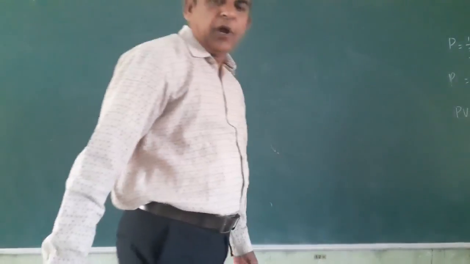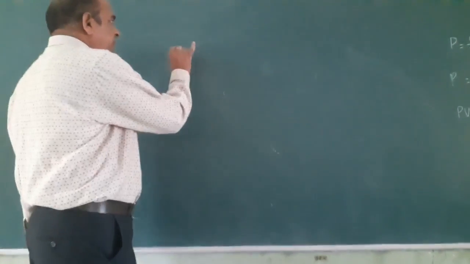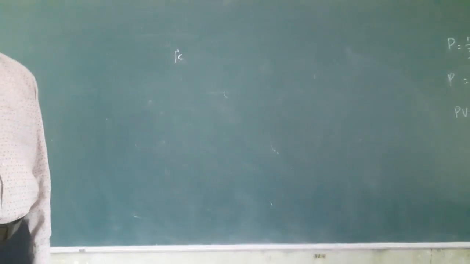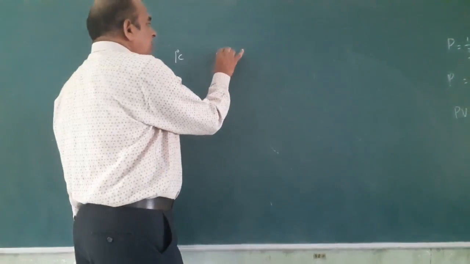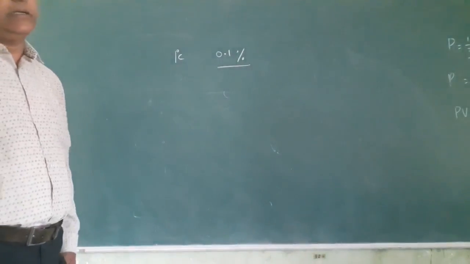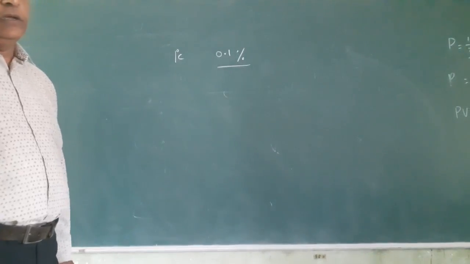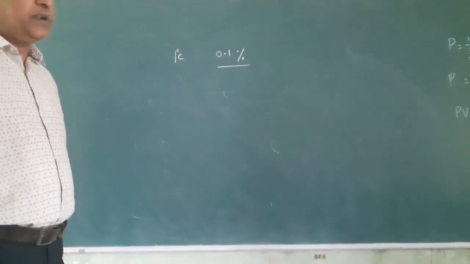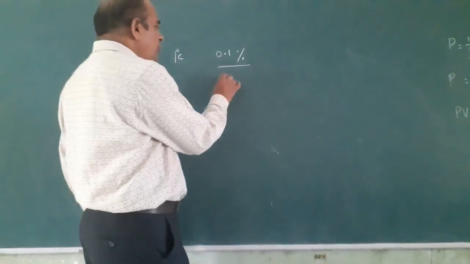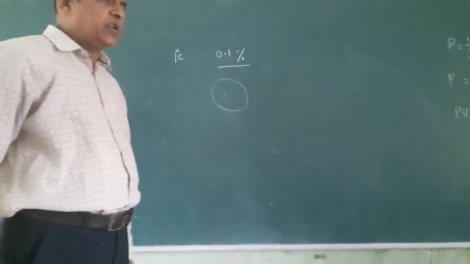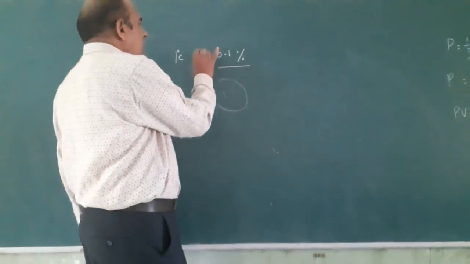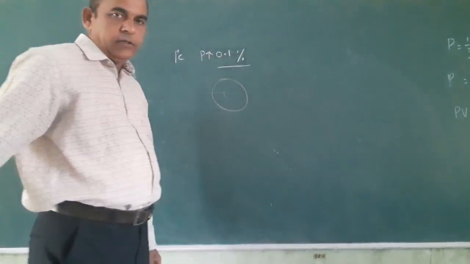Next, one important problem. Temperature is increased by 1 degree centigrade and the pressure of the gas increases by 0.1%. Calculate the initial temperature of the gas at constant volume, that is, in a closed vessel. Closed vessel means volume is constant. Temperature increased by 1 degree, pressure increased by 0.1%.